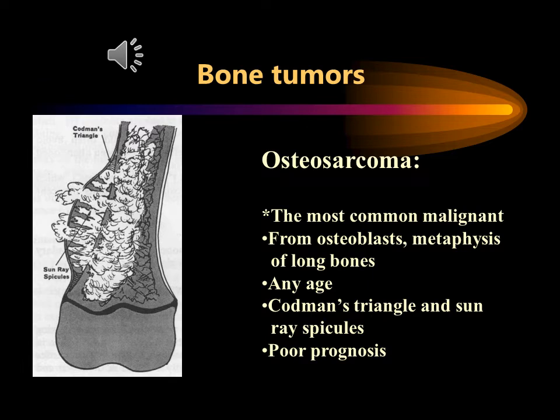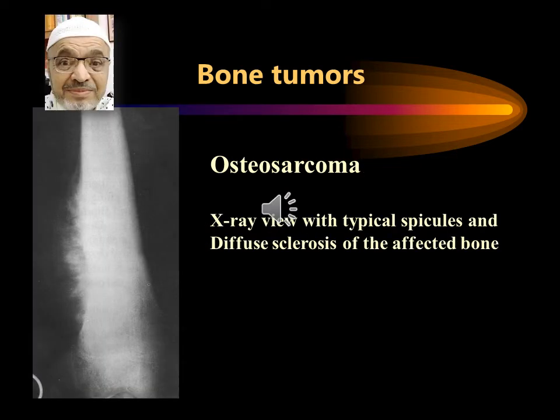The prognosis is poor. Usually the patient dies after a few years. Another picture of osteosarcoma. The X-ray view shows typical spicules, sunrise spicules, and diffuse sclerosis of the affected bone.